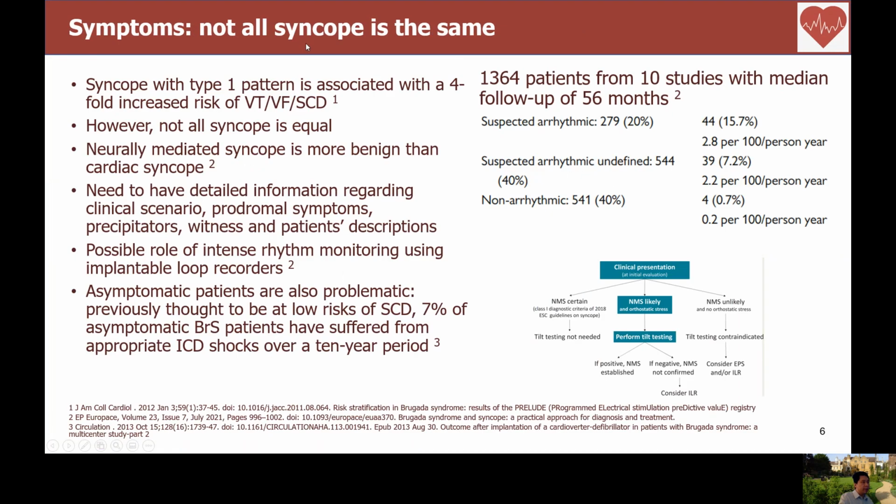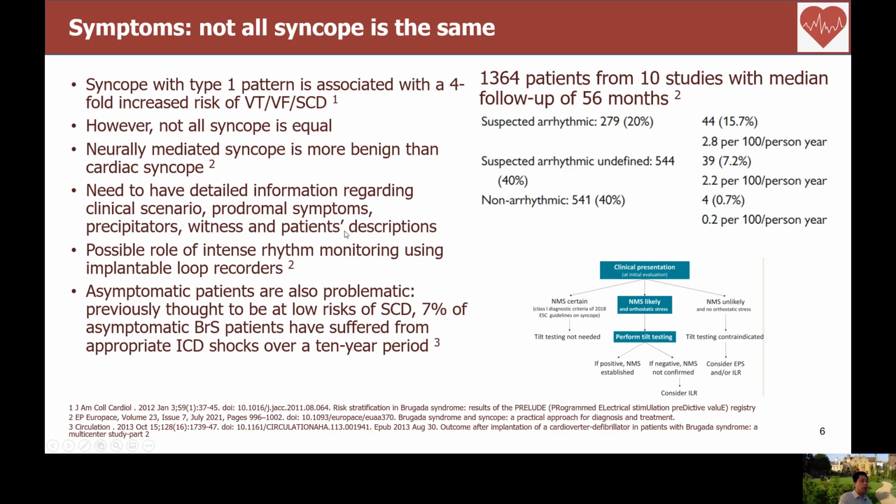In terms of the various risk markers and domains, I've categorized them into clinical, ECG and genetic categories. Symptoms-wise, syncope with the type 1 pattern is associated with a fourfold increase in arrhythmic risk, but we should be careful because not all syncope is equal. Neurally mediated syncope is more benign than cardiac syncope, so we do need a very good clinical history from the patient. We need to look at the events leading to the syncope, any prodromal symptoms, any precipitators.